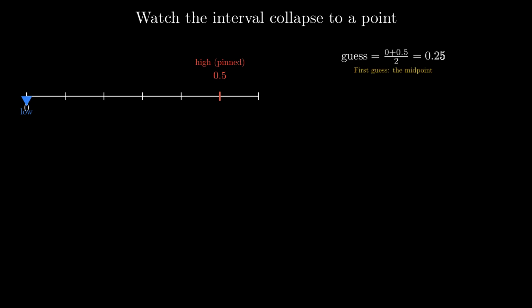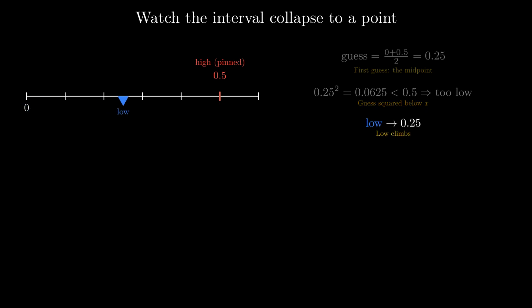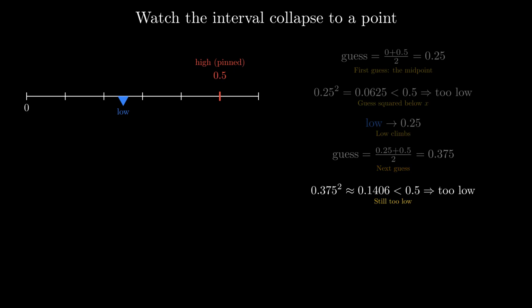Watch the interval collapse. We start with low at 0 and high at 0.5. The first guess is the midpoint, 0.25. Its square is 0.0625, far below 0.5, so the guess is too low, and low climbs to 0.25. The next guess is 0.375. Its square is about 0.14, still too low, so low climbs again.